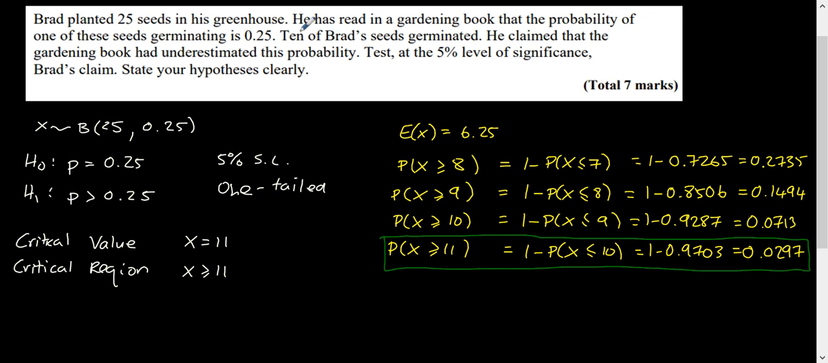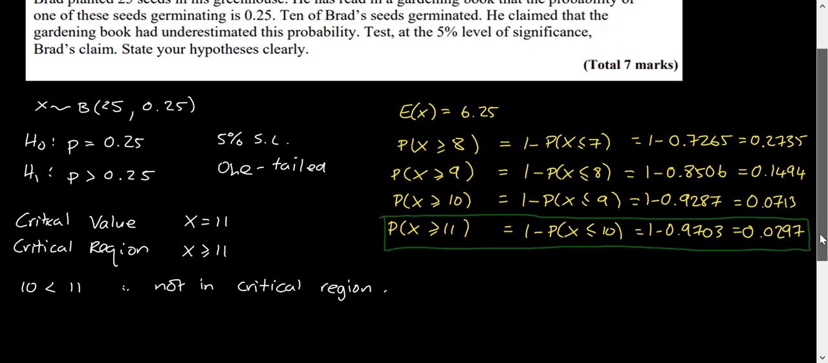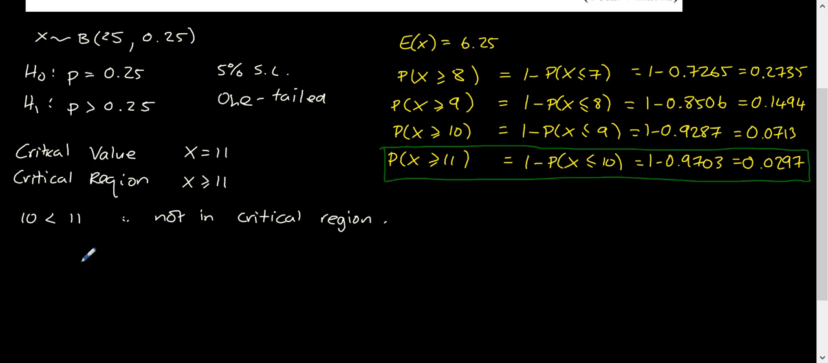So let's look at the test. We've got the fact that 10 of Brad's seeds germinated. So 10, unfortunately, is less than 11. So therefore, it's not in the critical region. Remember, if it is in the critical region, unfortunately, both of my examples aren't. I suppose that's a bit of a bad choice, but never mind. If it is in the critical region, then it is significant. If it's not in the critical region, then it is not significant. So there's insufficient evidence to reject H0.